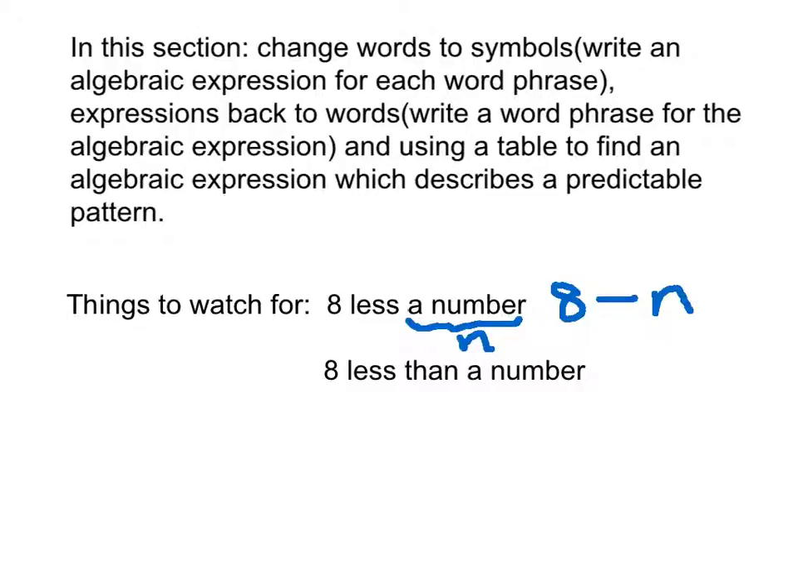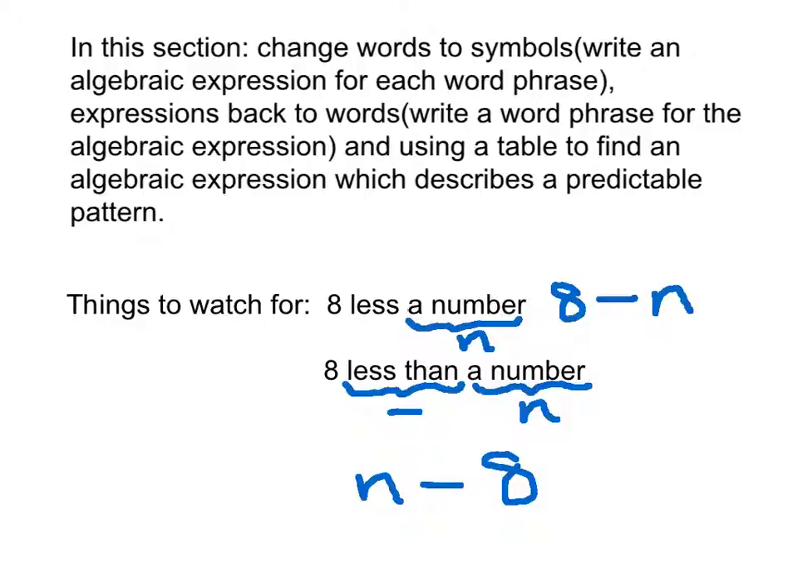For the second example, it's a little bit different. Less than is still a minus sign or a negative sign, but when we have less than, we have to put the order back to front. The number part, the n, has to go in front of the 8, so it becomes n minus 8. So make sure you know the difference between those two, because that can be really tricky.